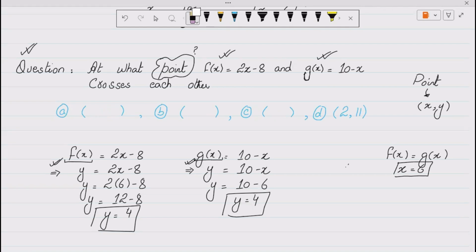So now our options, let me correct them first. Our options are 6, comma 3; 6, comma 4; 3, comma 7; 3, comma 6. You can see that we found the value of x is 6 and the value of y is 4, and the answer is B, which is 6, comma 4.